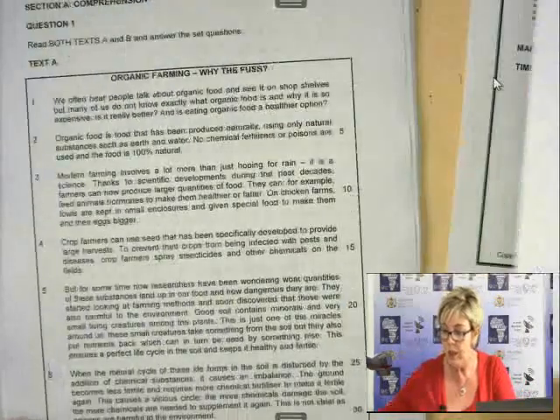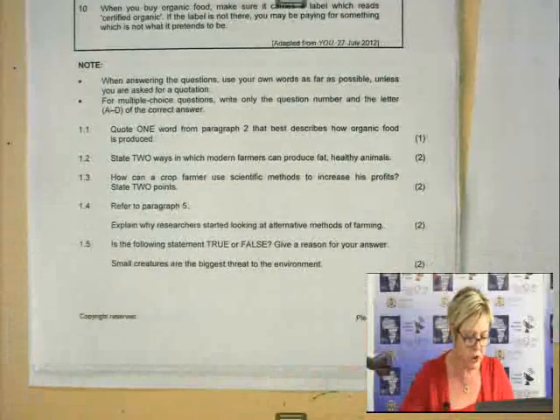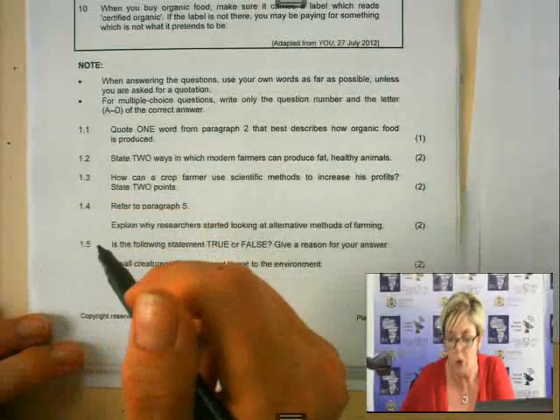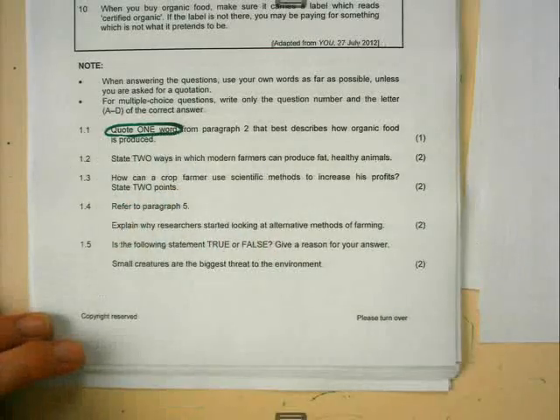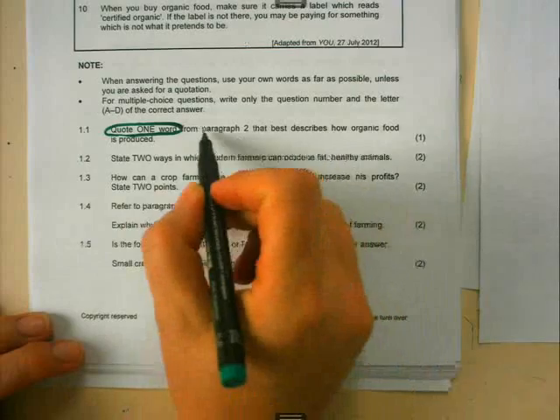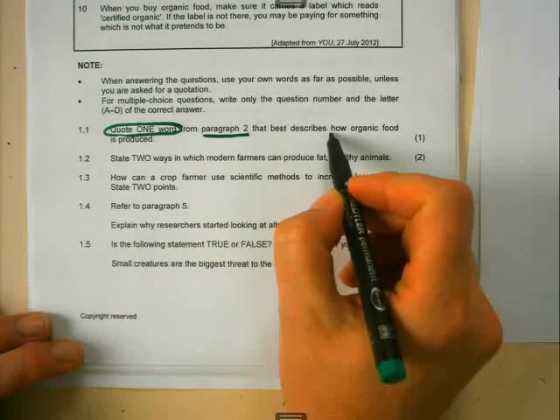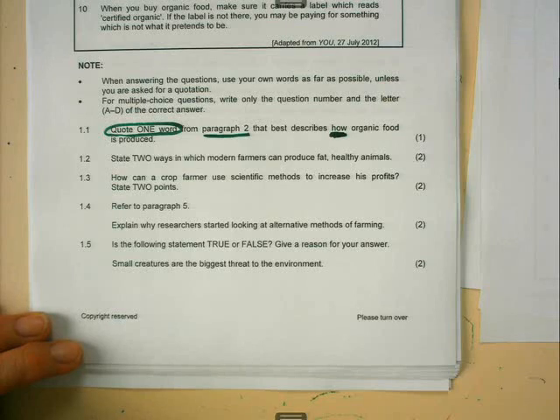Just an example of the comprehension, what I said, that look for the instruction word. We're not going to do the question paper, I just want to show you. Here the first question they ask, quote one word. That's the instruction. Okay, so that tells you what you have to do. Then you go on. A word that paragraph 2 is a clue, so you know where to go and look for it. How organic food is produced. So that is the key word that you have to go and look for, how organic food is produced.